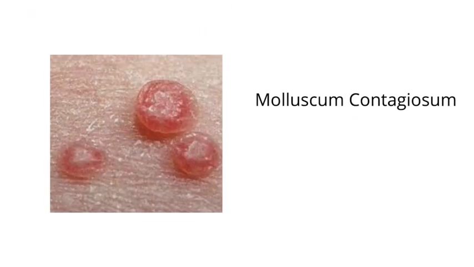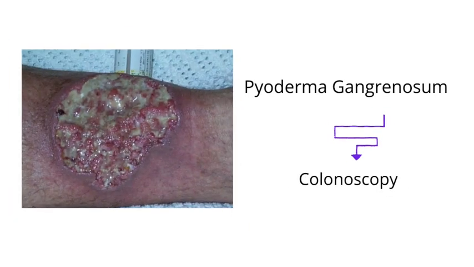Okay, so molluscum contagiosum. This is caused by the pox virus. If patients have this, but it is very widespread, then what we have to do is an HIV test. And this picture right here is pyoderma gangrenosum. It's characterized as a rapidly progressive, painful ulcer. And of course, you can see the purulent base.